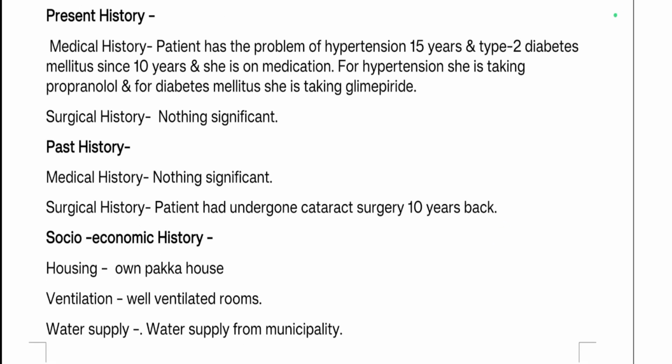Okay, then the present history, medical and surgical. In medical, the patient may have hypertension, diabetes mellitus, or any other disease like coronary artery disease or hyperthyroidism. Any kind of disease that is present in the patient should be mentioned, and from how many days, and which type of treatment or medicine the patient is getting, should be mentioned in the medical history. In the surgical history, whether the patient has undergone any surgery or not should be mentioned.